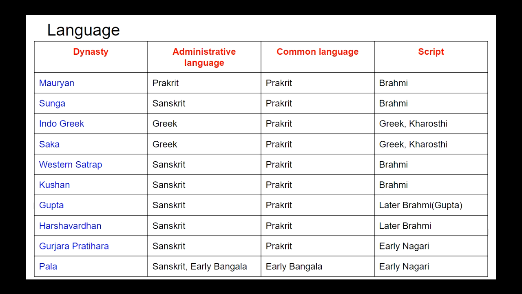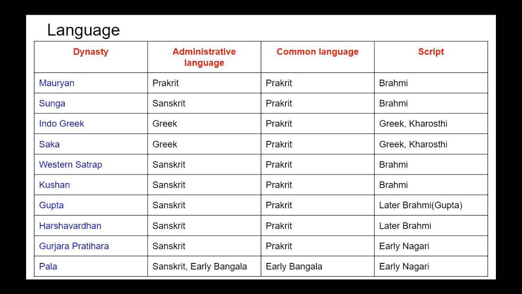In Kushan time period, Sanskrit was administrative language, common language Prakrit, script Brahmi. During the Gupta time period, Sanskrit was administrative language, common language Prakrit, and script was later Brahmi script or Gupta script. During Harshvardhana, Sanskrit was administrative language, common language Prakrit, and script was later Brahmi or Gupta script. During Gurjara Pratihara, Sanskrit was administrative language, common language Prakrit, and script was early Nagari script.